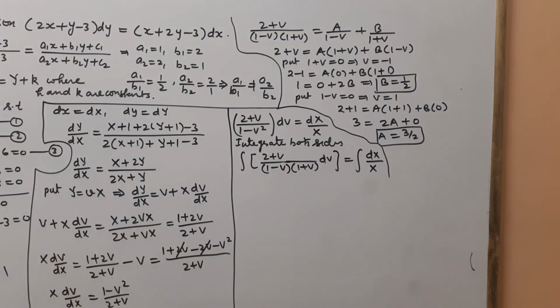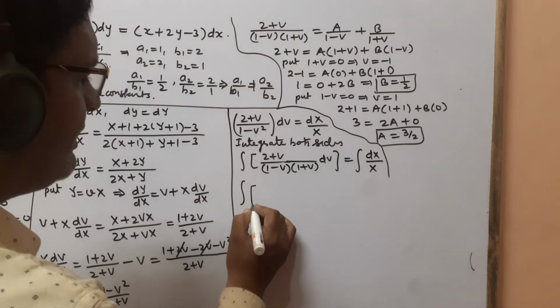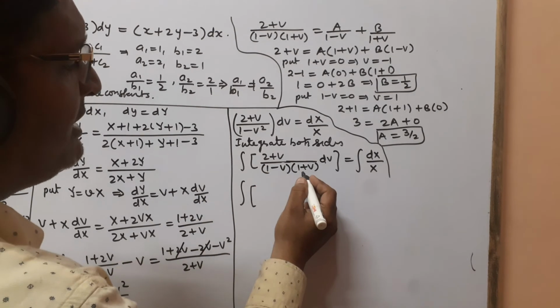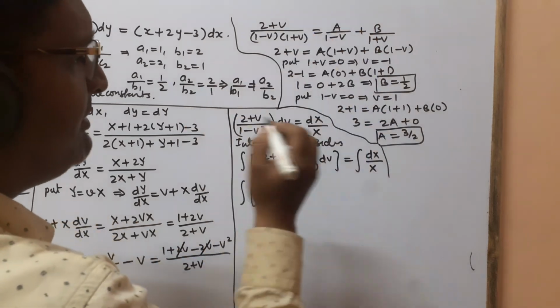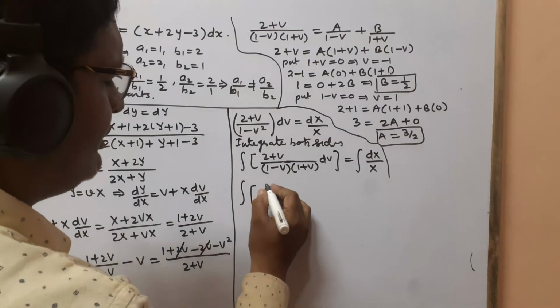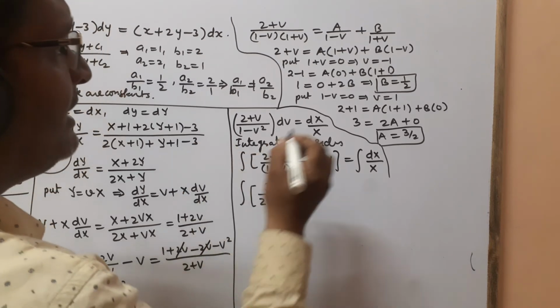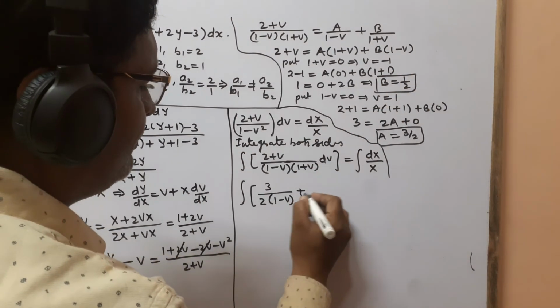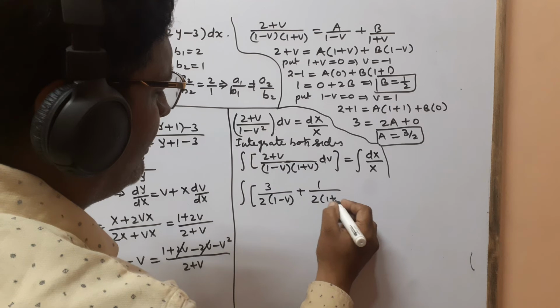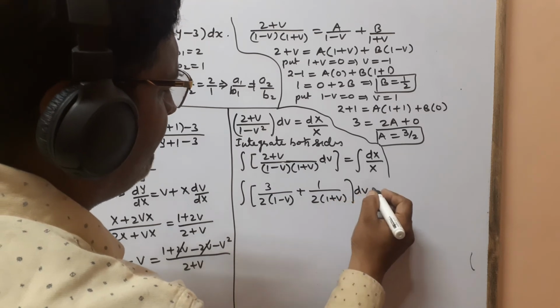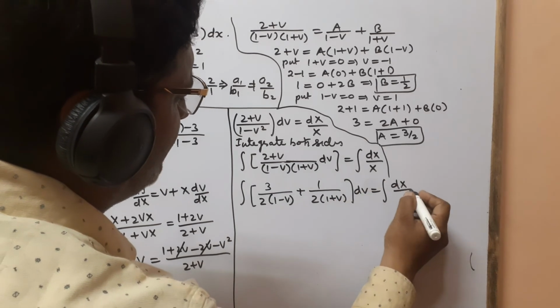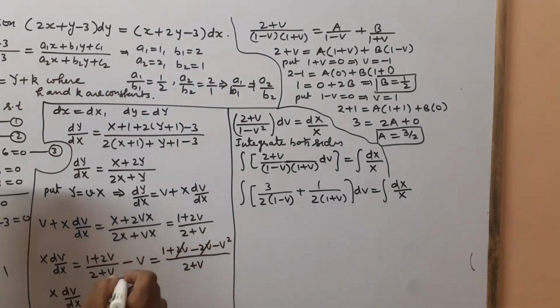So we put the values of a and b and then integrate here. We can see this (2 + v) upon (1 − v)(1 + v) is equal to a upon (1 − v), and a is equal to 3 by 2, so we write 3 upon 2(1 − v), and b is 1 by 2, so this is 1 upon 2(1 + v), dv is equal to dX upon capital X.